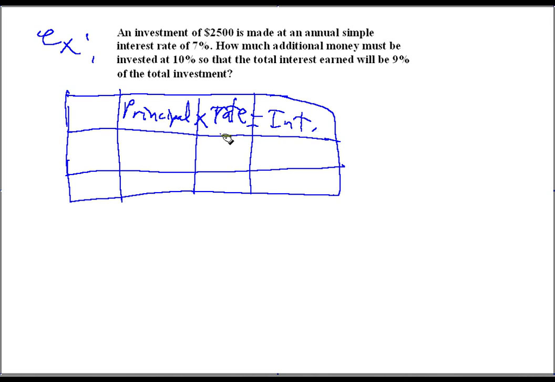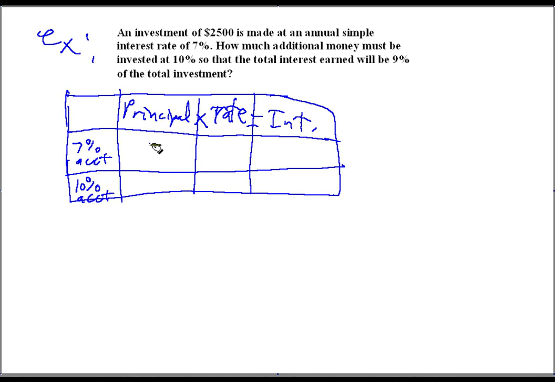Okay, again, what goes in these 2 boxes here? Identify the types of accounts. We're investing in which account? Well, we made $2,500 at 7%, so we have the 7% account here. And then we also have what? It says how much additional money must be invested at 10%. So that's the other account, 10%. So we have the 7% account and a 10% account.